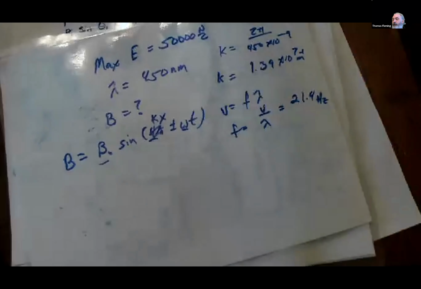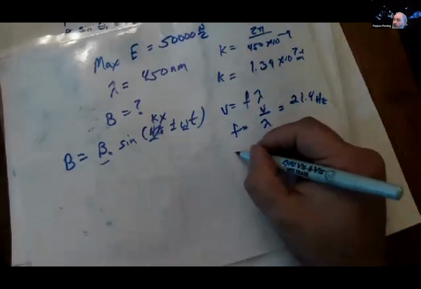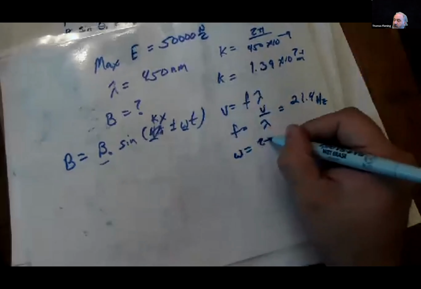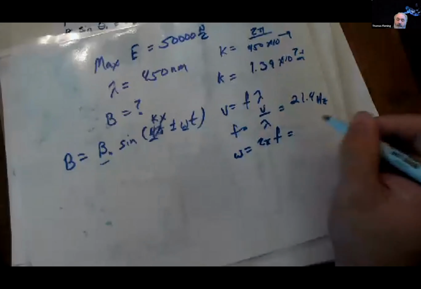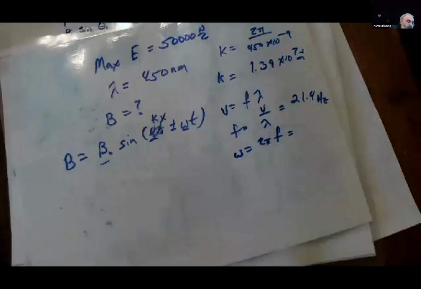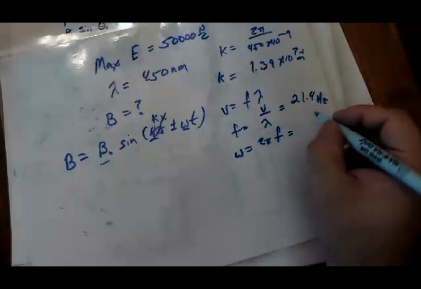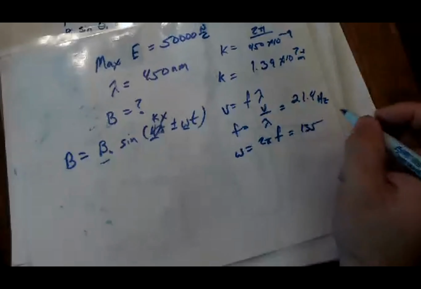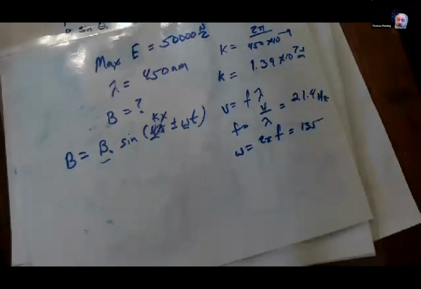So then I can use omega is 2 pi times f. I get omega is 135.